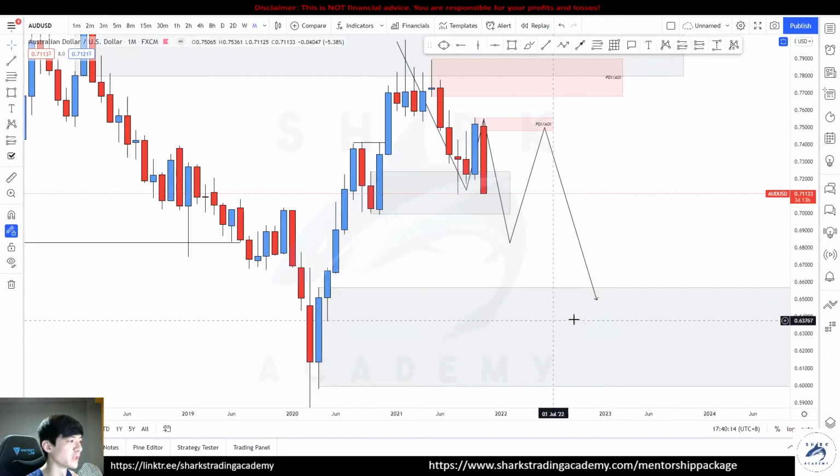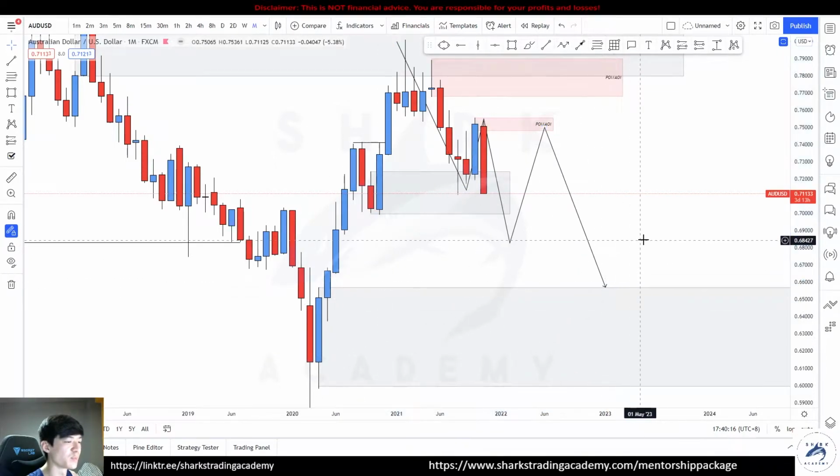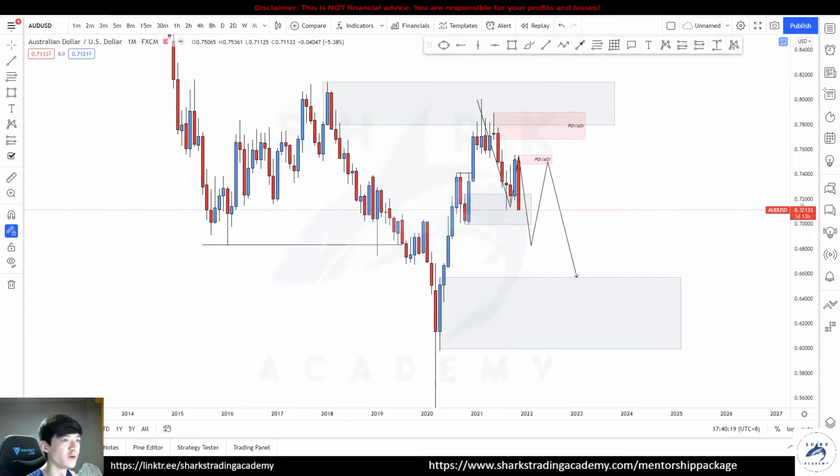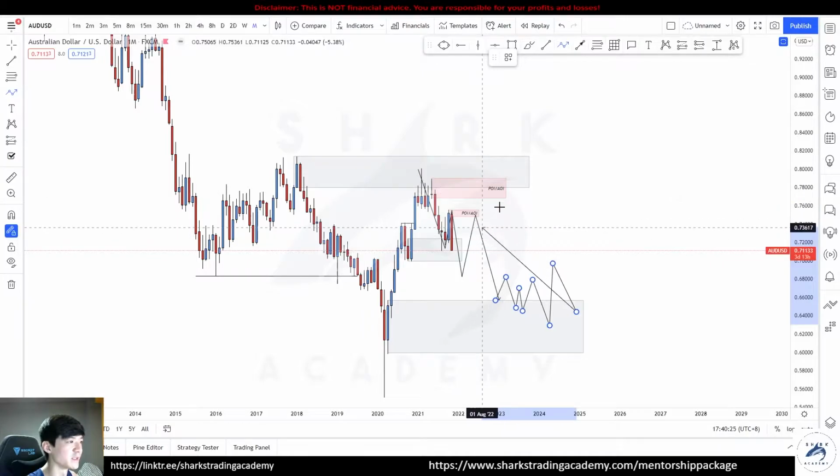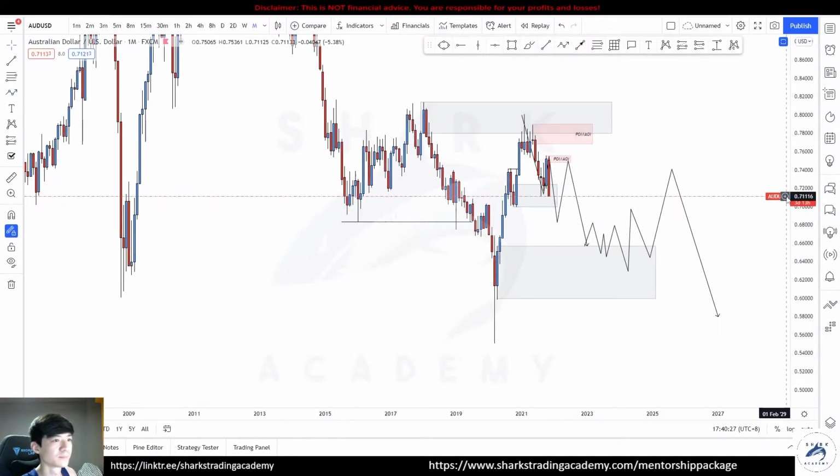And this move will take us lower towards the next demand. So when price steps into this demand, you are looking for areas to sell from. You can look for buys, of course, into higher areas like this before going lower.